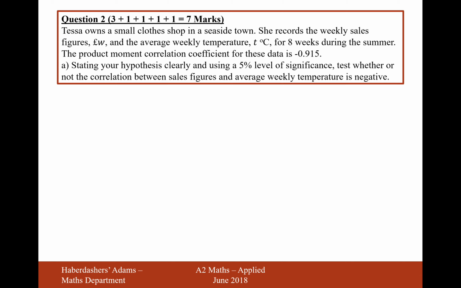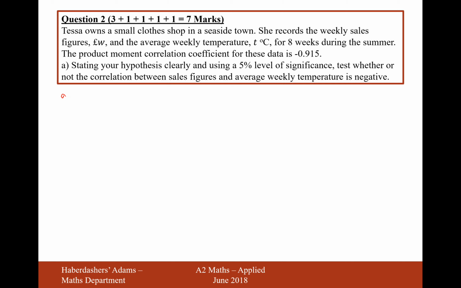She records the weekly sales figures, measured in W pounds, and the average weekly temperature, T degrees Celsius, for 8 weeks during the summer. The product moment correlation coefficient for this data is minus 0.915. Stating your hypothesis clearly and using a 5% significance level, test whether or not the correlation between sales figures and average weekly temperature is negative.